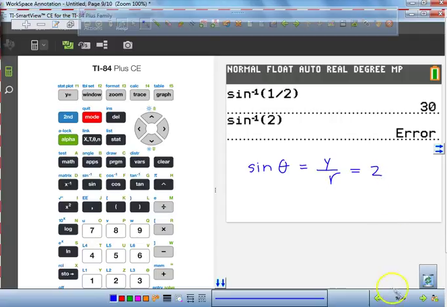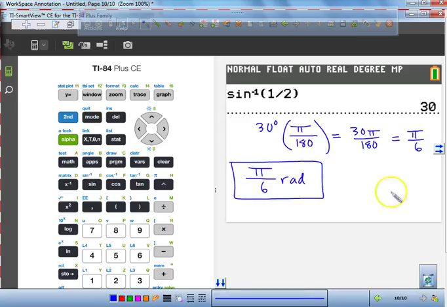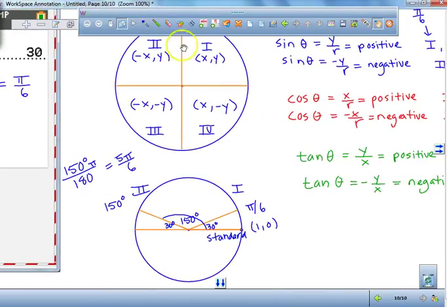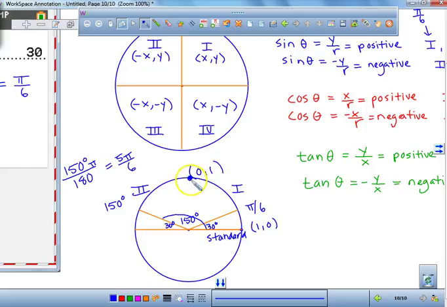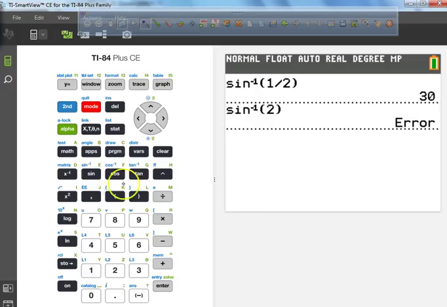Let's think about it. In a unit circle, if you go back and look at the unit circle, what's this point right here? That point is at 0 and 1. So honestly, the greatest number that Y can equal is 1. That's the greatest, and 1 over 1 is 1, right? If you did the inverse of sine of 1, what should you get? You should get a 90-degree angle.